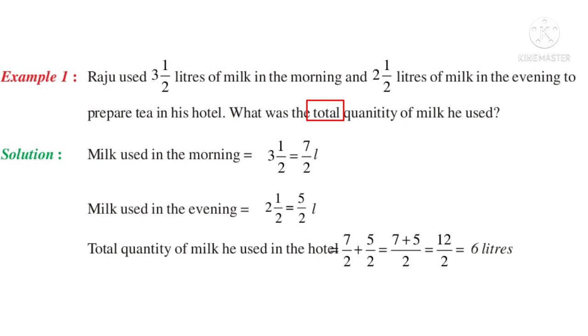Now solution. Milk used in the morning is equal to 3½ liters. It is a mixed fraction. Let us convert it into an improper fraction using addition and multiplication as 2 into 3 plus 1. That is, 2 into 3 is 6. 6 plus 1 is equal to 7 by 2 liters.